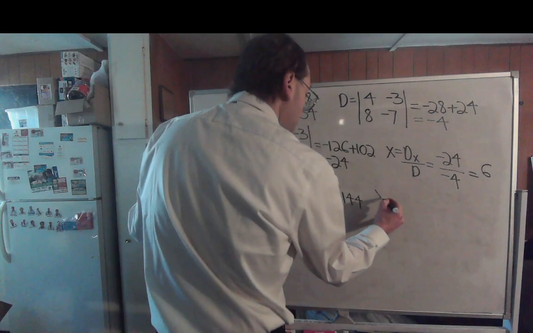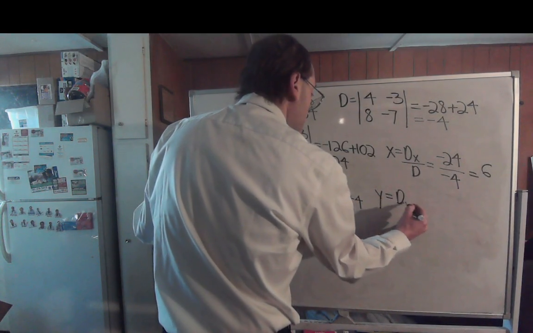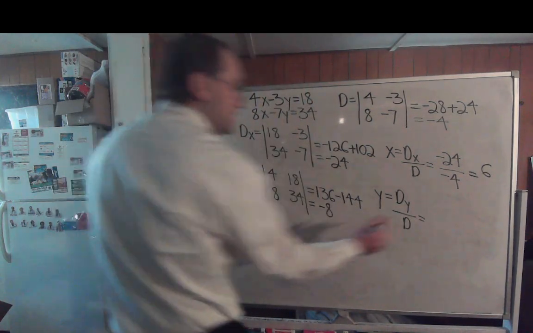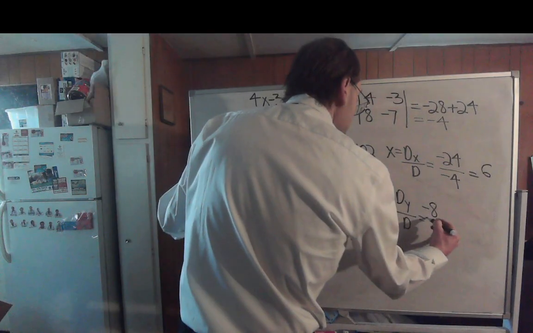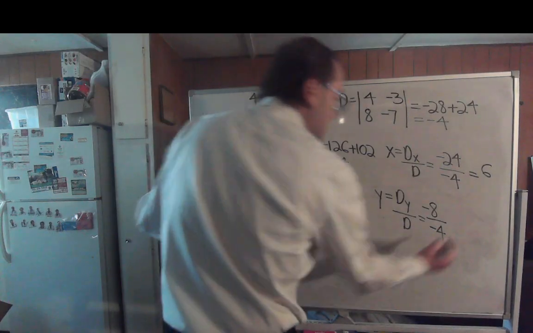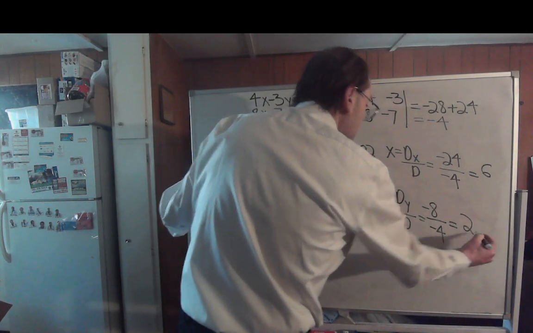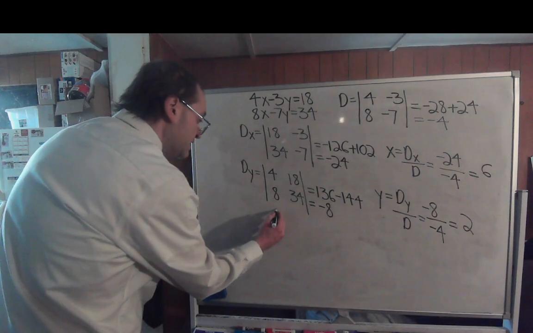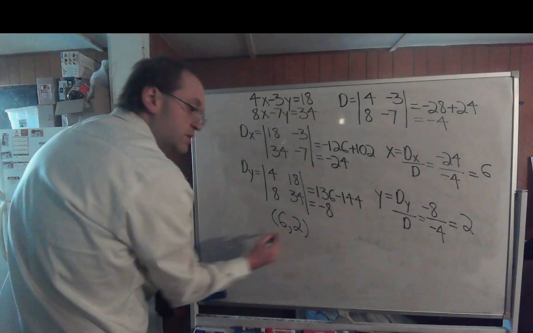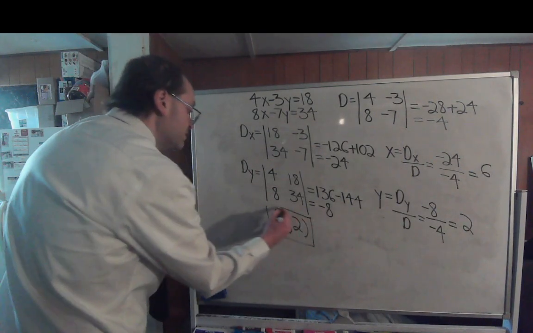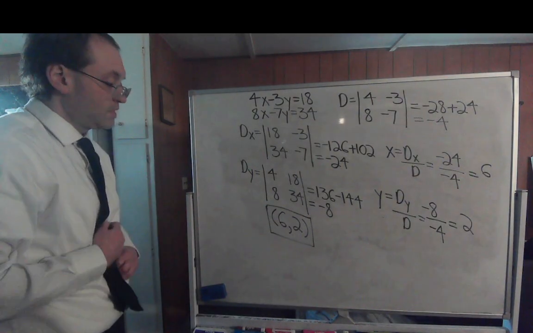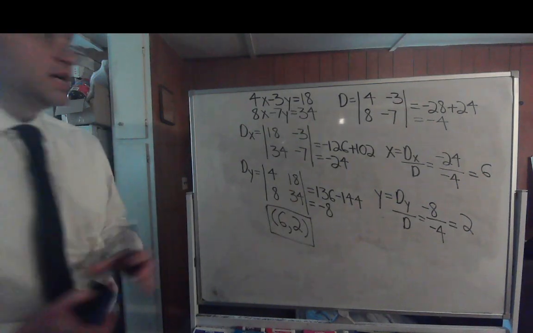Now to find y, you're just going to take that D sub y over that D, in which D sub y is negative 8. And then D is going to be negative 4. So negative 8 divided by negative 4 is positive 2. So the ordered pair that's the solution would be 6, 2. So 6, 2 is the ordered pair that's the solution to this system. And I have about 3 more left, then we're done.